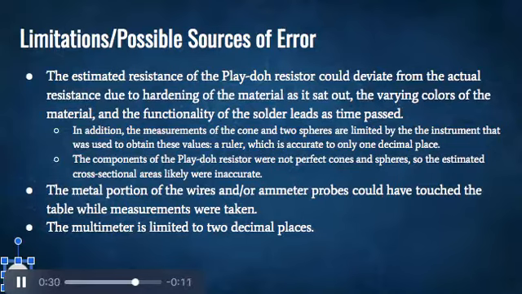And the metal portion of the wires or ammeter probes could have touched the table while the measurements were taken, and this would have influenced current and voltage readings. And lastly, the multimeter is limited to 2 decimal places.